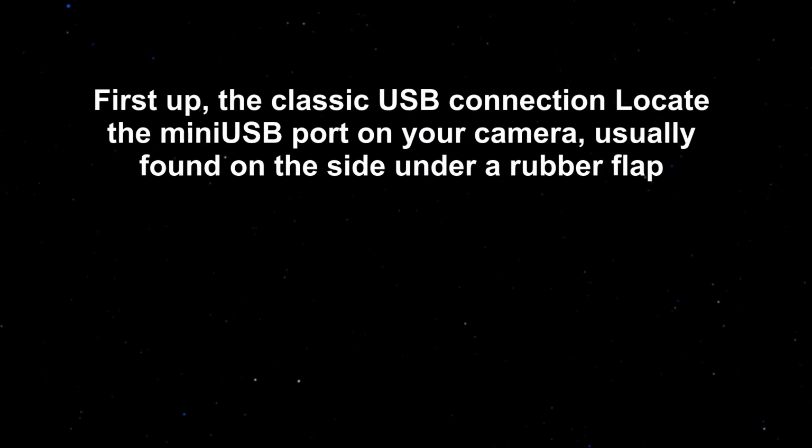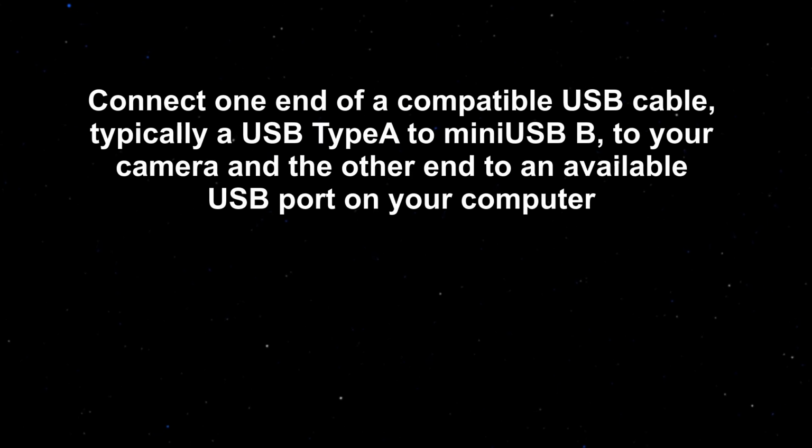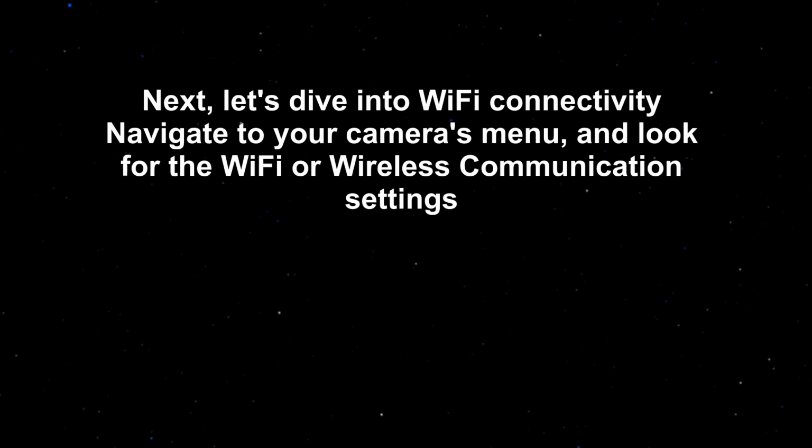First up, the classic USB connection. Locate the mini USB port on your camera, usually found on the side under a rubber flap. Connect one end of a compatible USB cable, typically a USB Type-A to mini USB, to your camera and the other end to an available USB port on your computer. Once connected, your computer should recognize the camera as a removable storage device, allowing you to drag and drop files directly. Next, let's dive into Wi-Fi connectivity.